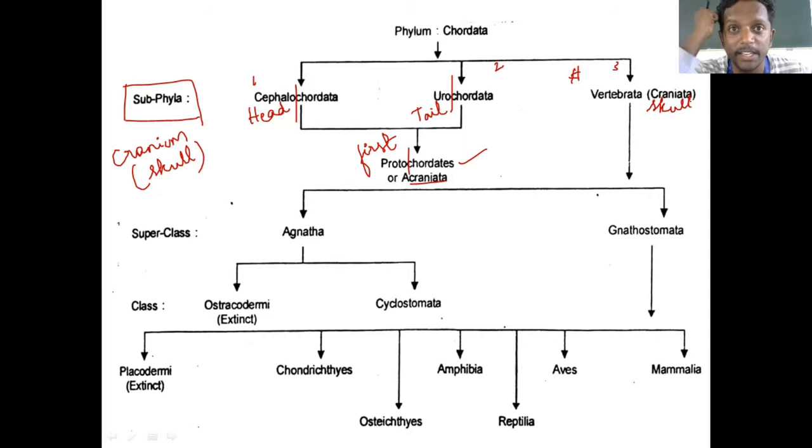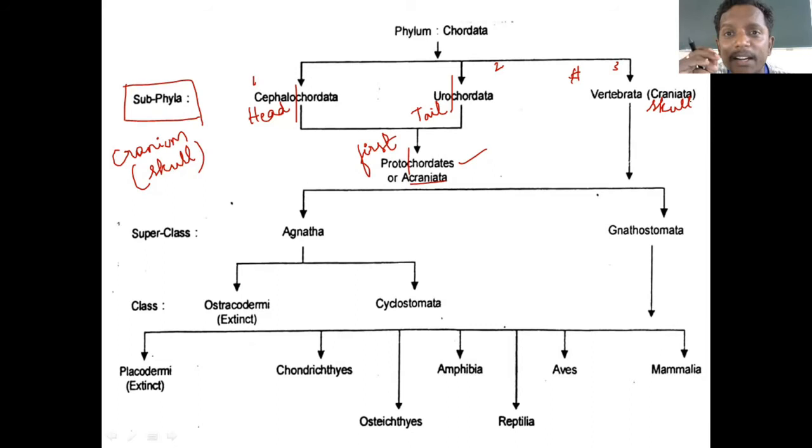A skull, bony or cartilaginous, is present, enclosing the nervous system or the brain. So that is another term. Protochordates and acraniates are the names for cephalochordata and urochordata. Vertebrata is also called craniata. So our concentration is towards vertebrata now. Now we should concentrate on what this name vertebrata means.